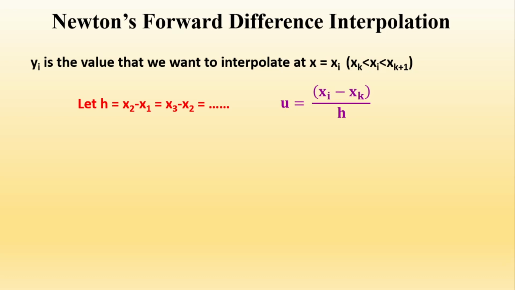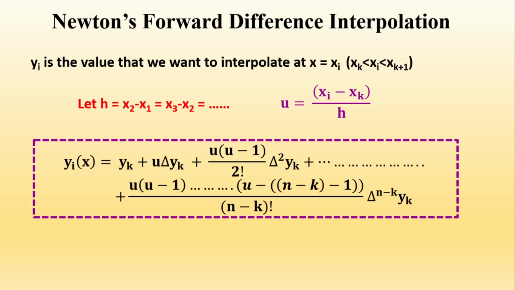Basically, we are going to find a polynomial that will be equivalent to the function f(x). We have n plus 1 tabulated points, so we are going to find a polynomial of order n, and whatever the tabulated points we have, they should pass through the nth order polynomial. So if we do that, then we get an expression like this. We can calculate the value of yi at any value xi using the forward difference interpolation. These values of yk, delta yk, delta 2yk we get from the forward difference table.